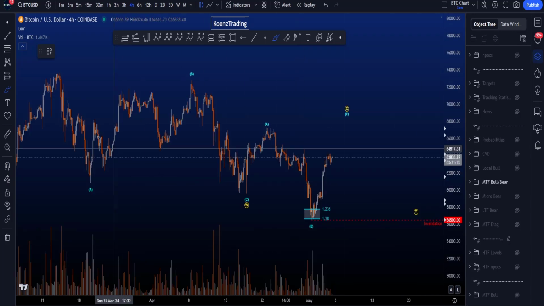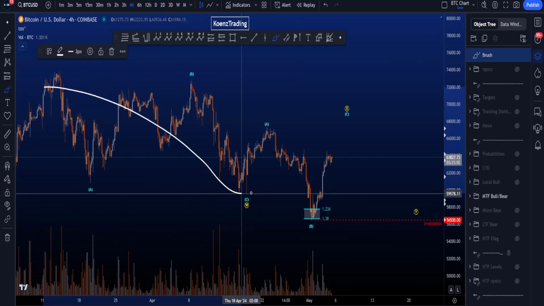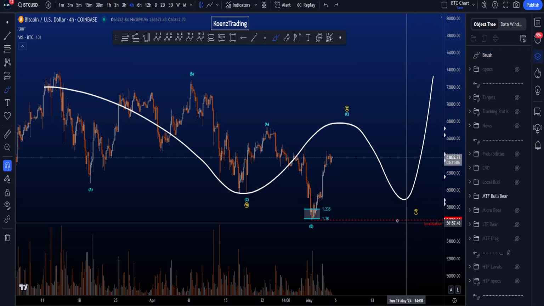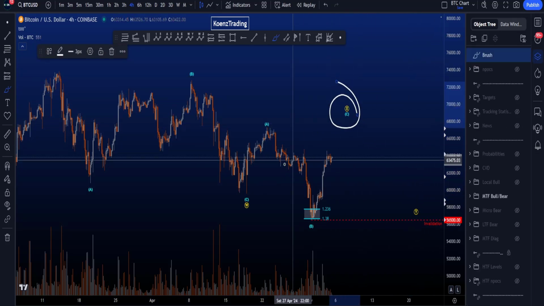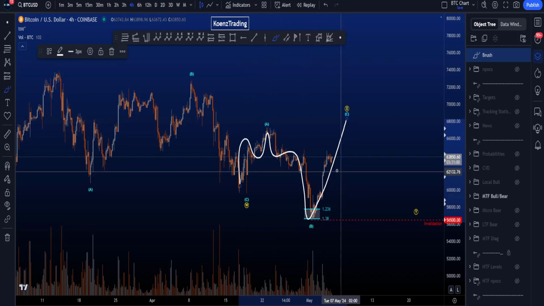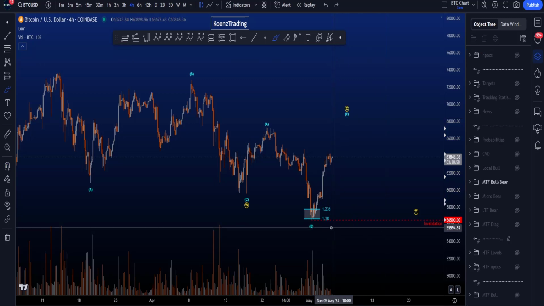On the 4-hour time frame, the bullish scenario is a bigger 3-wave corrective structure in a WXY, after which we expect continuation to the upside, currently inside wave X, looking for a 3-wave A, 3-wave B and a 5-wave C to the upside to create an expanding flat.